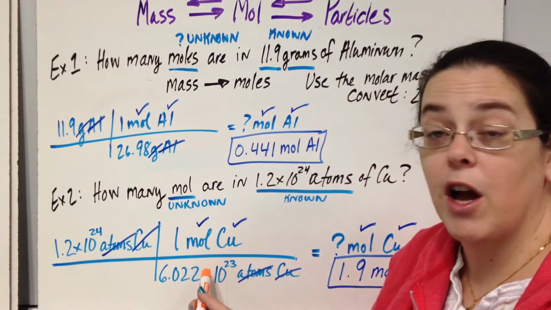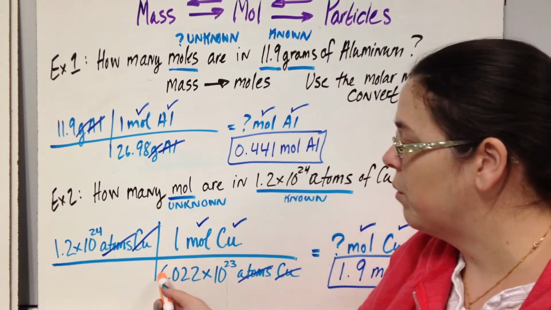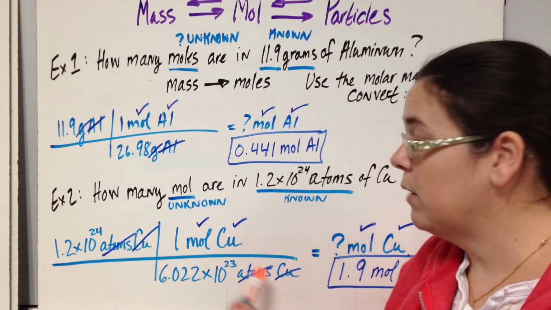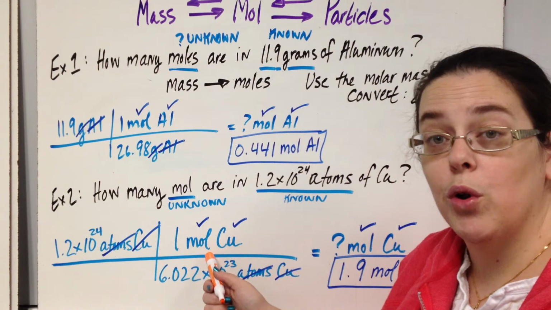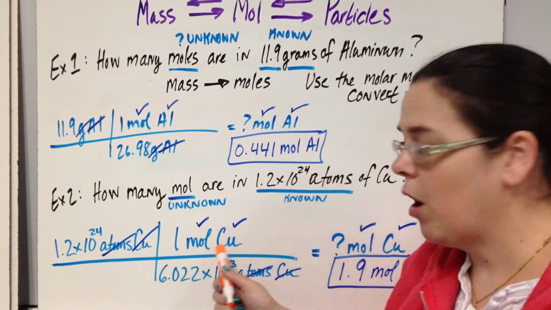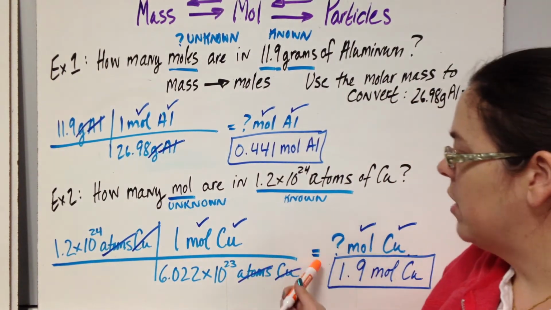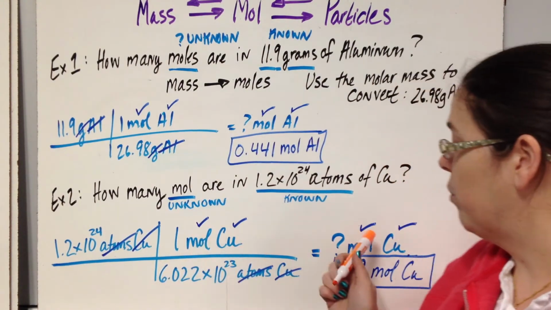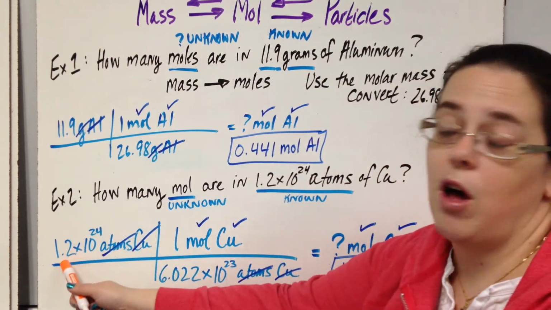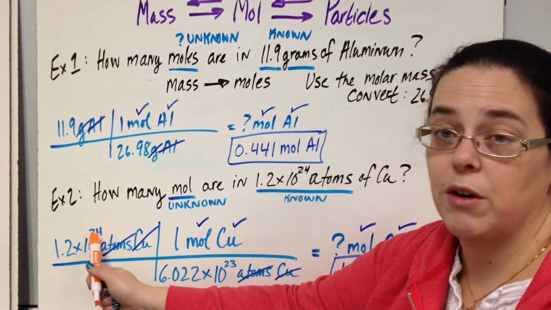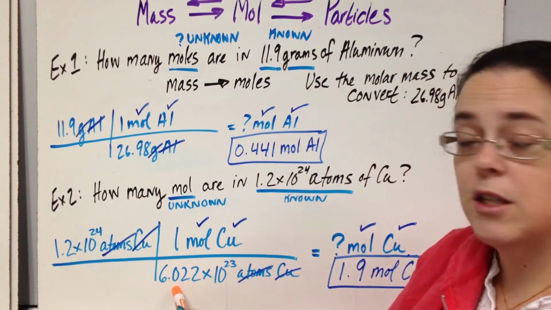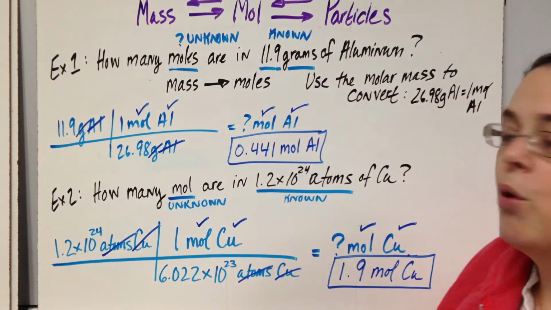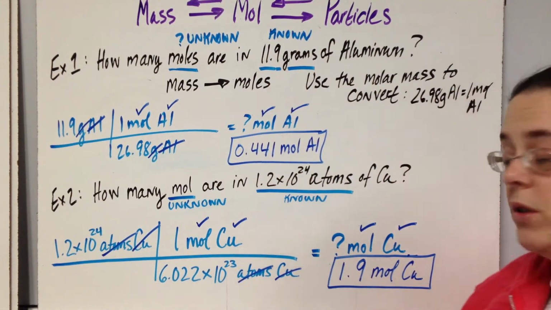We're going to use Avogadro's number as our conversion factor, so we put that on the bottom because we want atoms of copper to cancel. And we put 1 mole of copper on the top because that's where we're going. So we're going to cross atoms and copper out because they cancel, and we're left with moles of copper, which is what we want. And then we solve 1.2 times 10 to the 24th divided by 6.02 times 10 to the 23rd, and we come up with 1.9 moles of copper.